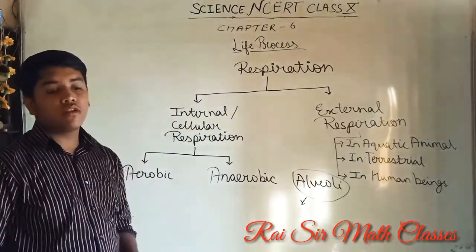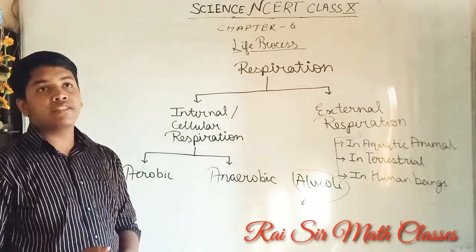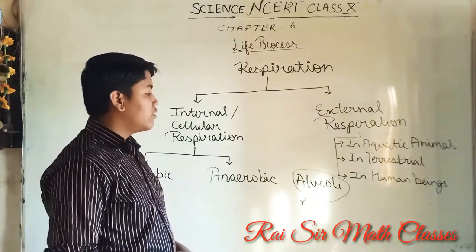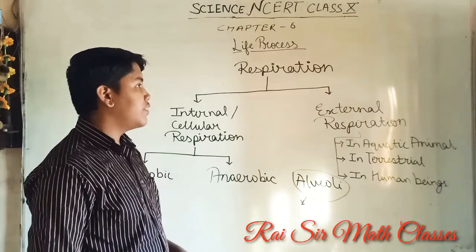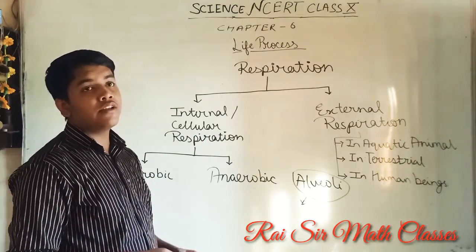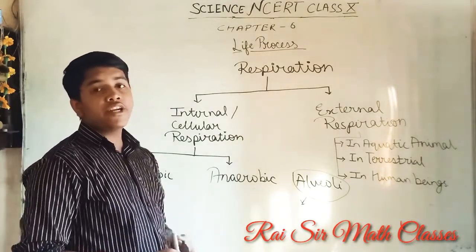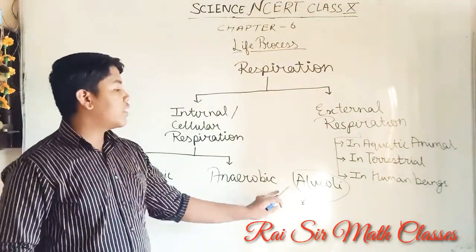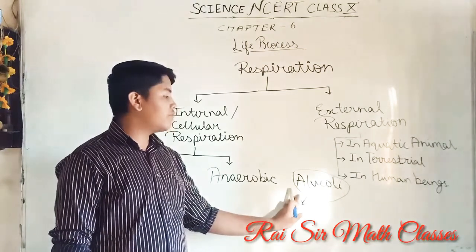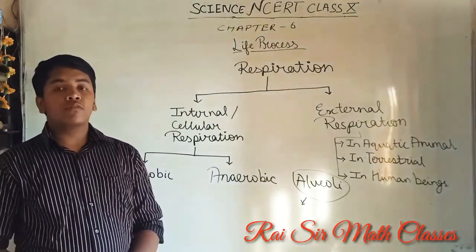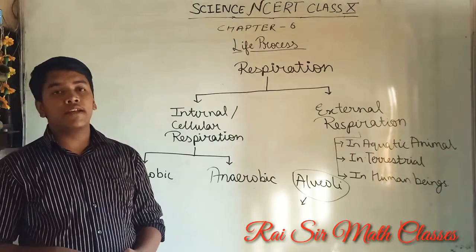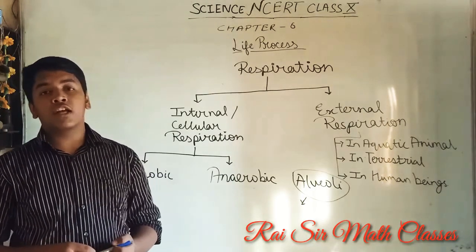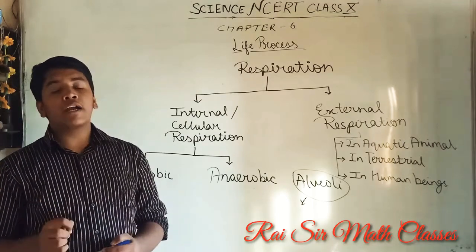We have two types of vessels, basically arteries and veins, which carry blood. Both carry oxygenated and deoxygenated blood. So the exchange of gas is done with the help of alveoli. Now the exchange of gas is completed and the oxygenated blood is transferred by the heart through every part of our body.